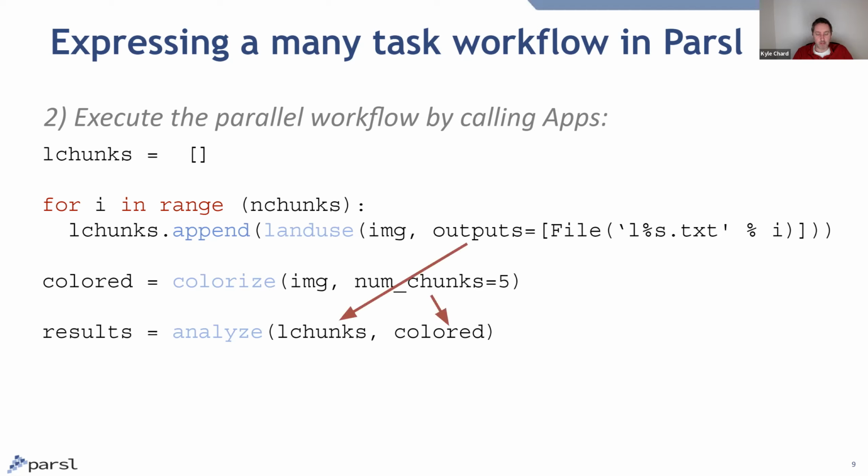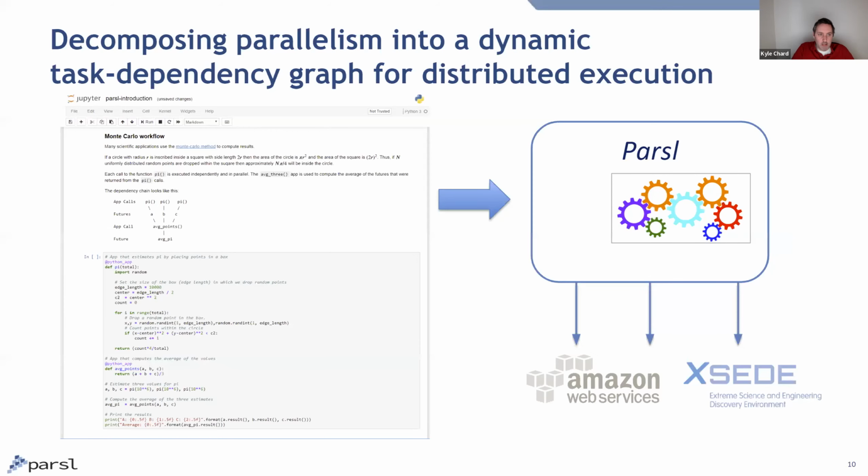There are some pictures, some arrows, to show where the data flow is happening between the outputs from the first app and the outputs of the second app. So how does this work in practice? This is a snippet taken from our binder tutorial, computing pi in a Monte Carlo sort of model.